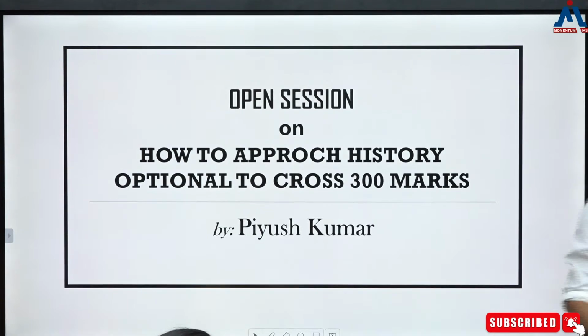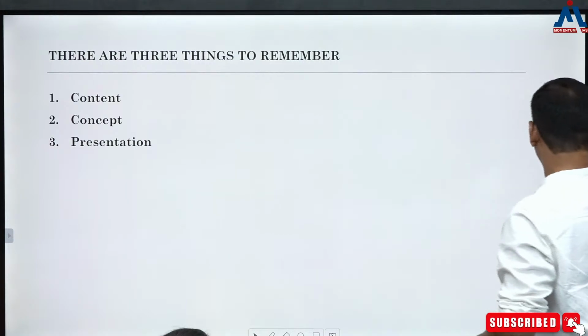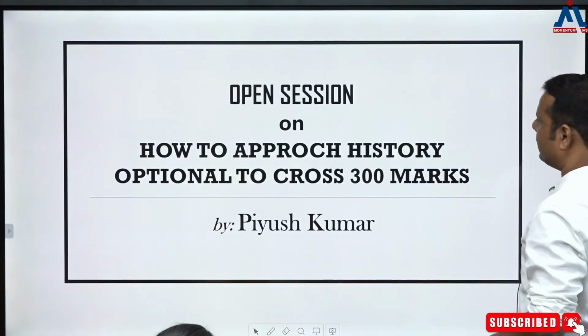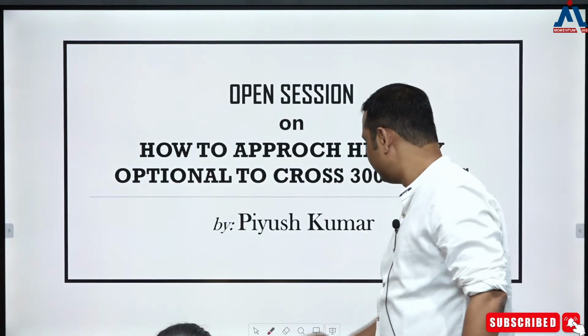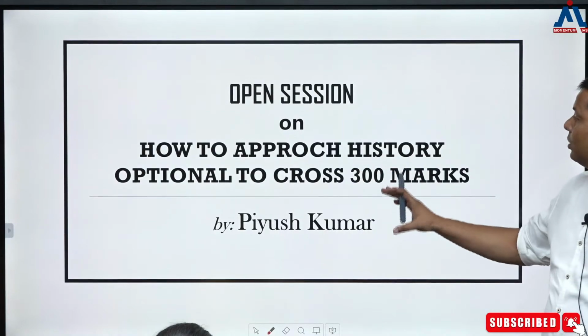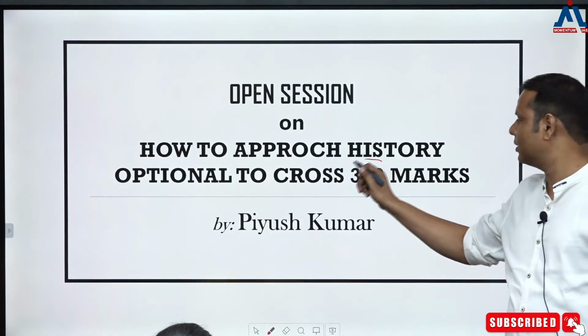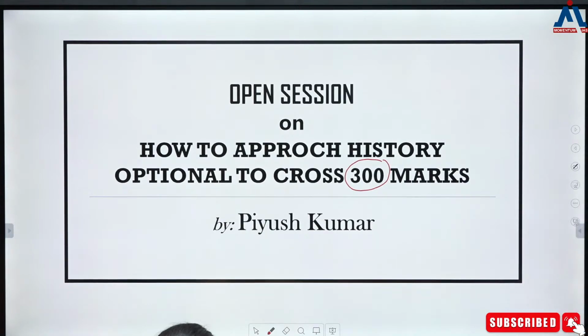So I think you all know what the purpose of today's session is, and it is written here also. That's a very subjective thing, I must say. The session is how to approach history optional to cross 300 marks. And I think you all are targeting it. Yes, everybody is targeting it, right?